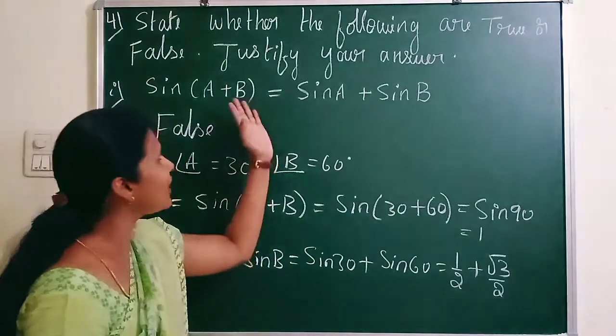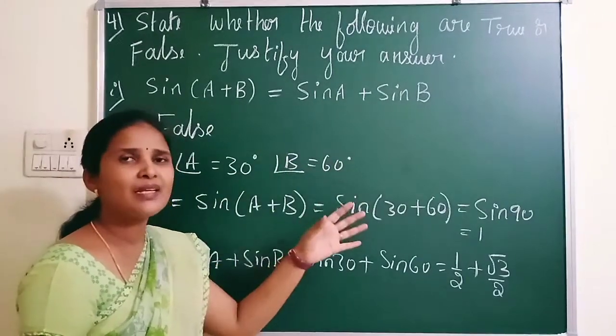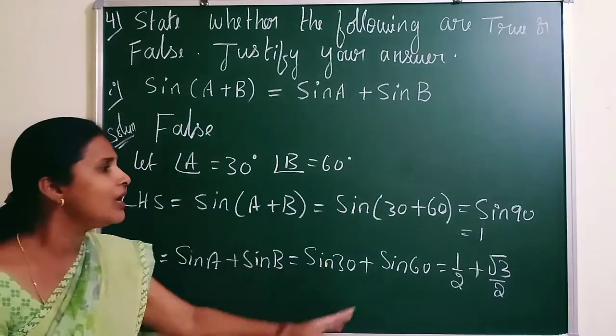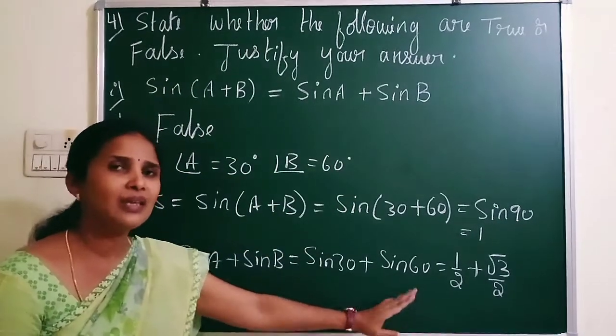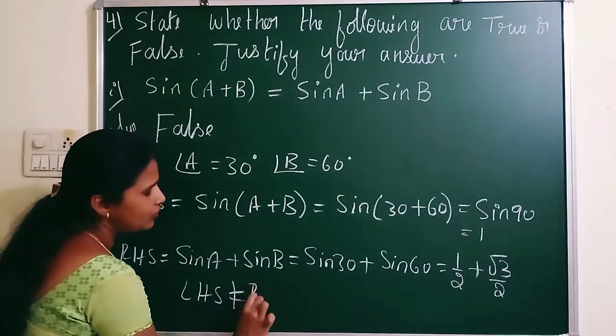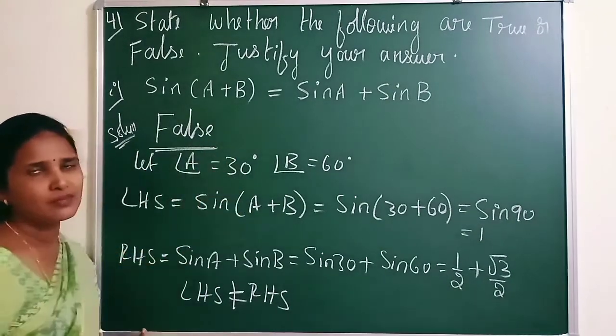If I have to tell that this statement is true, it should satisfy for all the values of A and B. So for these values of A and B, LHS and RHS are not equal. So clearly we can tell that LHS is not equal to RHS. Therefore, the answer is false.